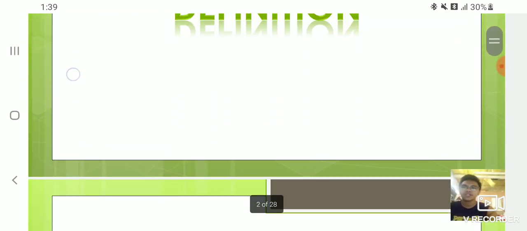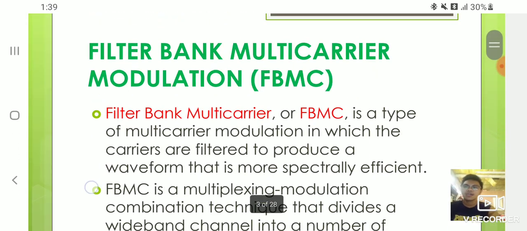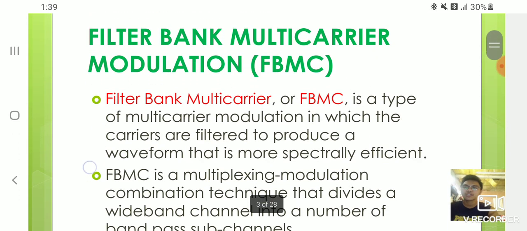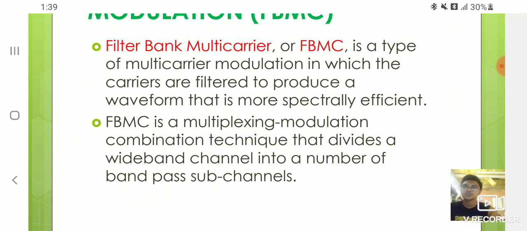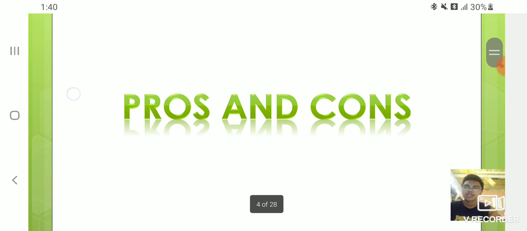First, we have the definition of the FBMC. FBMC, or the filter bank multi-carrier modulation, is a type of multi-carrier modulation in which the carriers are filtered to produce a waveform that is more spectrally efficient. FBMC is a multiplexing modulation combination technique that divides a wideband channel into a number of bandpass subchannels.